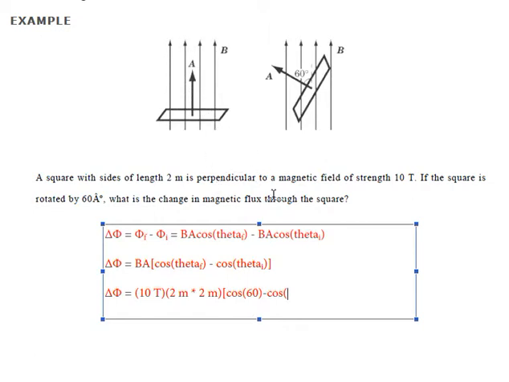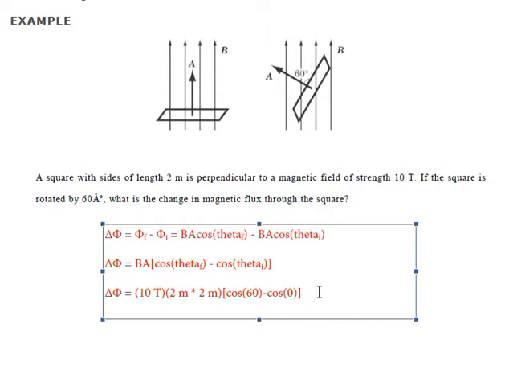in the initial case is actually 0. The area vector and the magnetic field vector are parallel to each other. Don't let this bit confuse you. The square, yes, is perpendicular to the magnetic field, but the area vector of that square is parallel to the magnetic field. They run together.